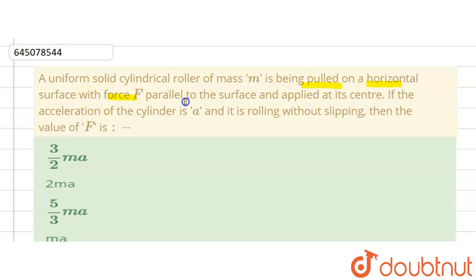Question is given: a uniform solid cylindrical roller of mass m is being pulled on a horizontal surface with force F parallel to the surface and applied at its center. If the acceleration of the cylinder is a and it is rolling without slipping, then the value of F is. Here we have to find the value of F. These options are given. Now we have to check which is right.